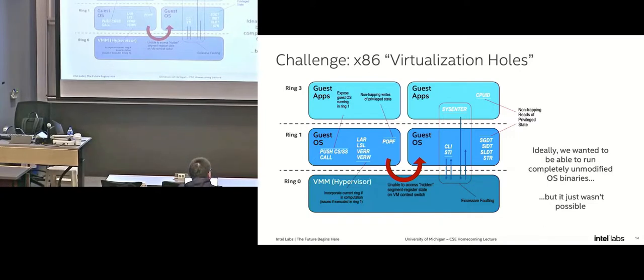Okay. And then there's other problems like excessive faulting. Certain instructions do properly fault, but they fault so often that it's just a performance problem. And so this really is a problem if we want to run completely unmodified operating systems with good performance. And essentially, it just wasn't possible in the state of the architecture at the time.